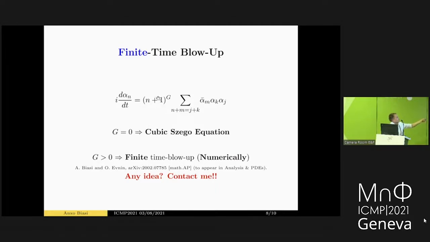If this g is equal to zero, we have the cubic Szegő equation, and we found that if g is greater than zero, we have finite time blow up. However, this is a numerical observation, and we don't have the analytic proof yet. And yeah, I don't know very well how to do it.